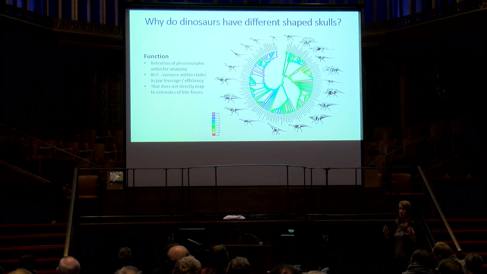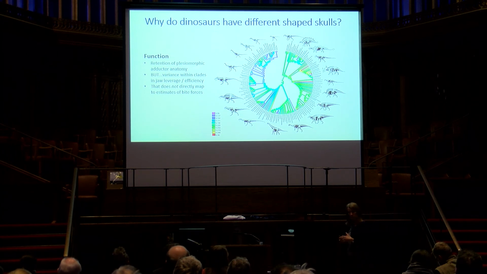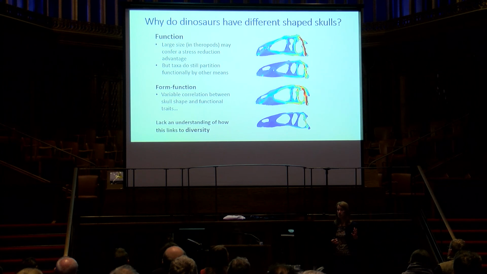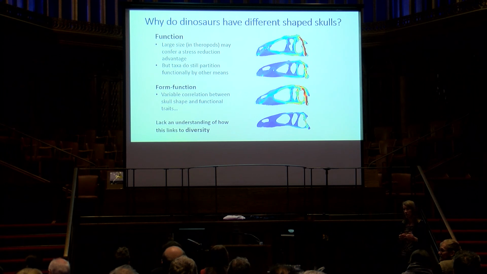We have this retention of a basic, simple jaw muscle adductor anatomy, but within clades, the leverage of the jaws varies, but this doesn't seem to directly map onto the ability of these animals to generate large or not so large bite forces. So there's quite a bit of variation there. And also, perhaps large size in some of these theropods is conferring some kind of advantage in terms of accommodating stresses. But the taxa are not only just getting big, they're also partitioning how they use their skulls in different ways. And if we try and look at this relationship between form and function, it depends on what trait you actually use to quantify function.